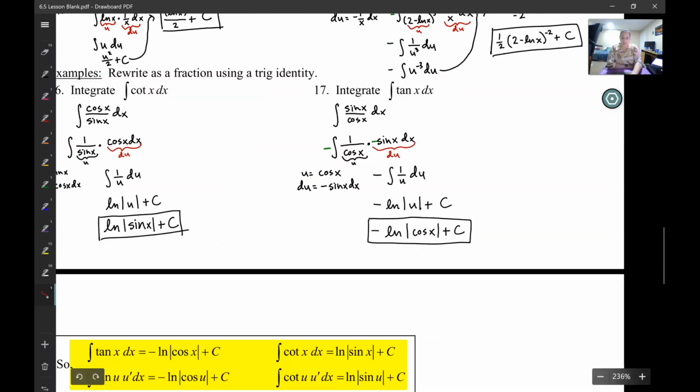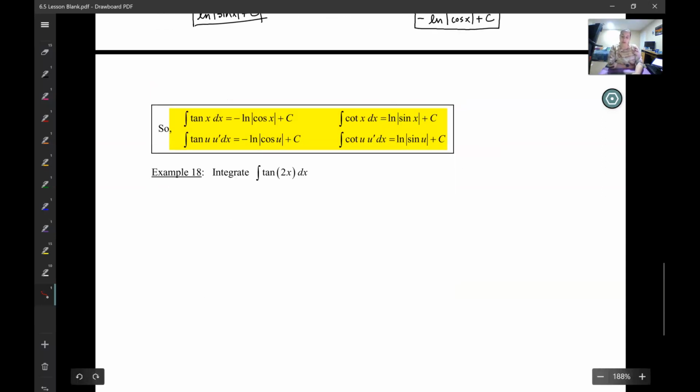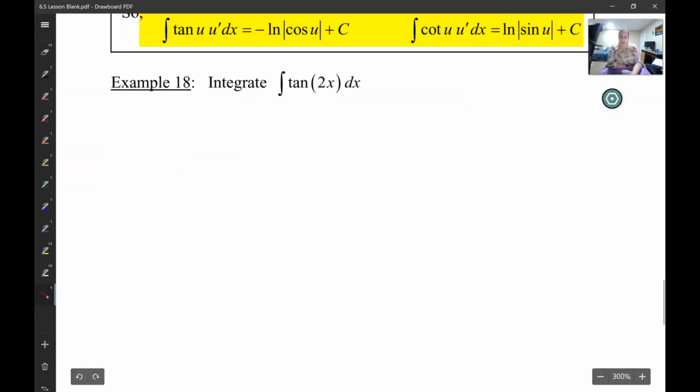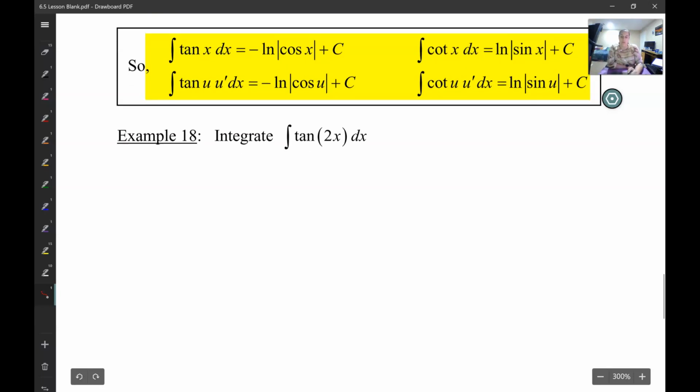And there we go. So if you look right here in the box, here's those two rules that you just proved. If you ever forget them, then just reprove them. They're not too bad to prove, just remembering that tangent is sine over cosine and cotangent is cosine over sine. Okay, last part of this video, let's try one example problem using those rules.